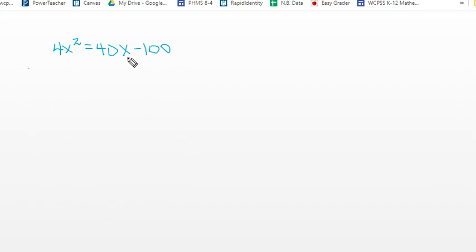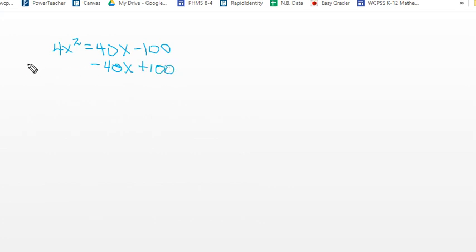But what I first notice is that I have a term with a variable to the power of 1 and a term with a variable to the power of 2. And so there's no way for me to use inverse operations to both sides to isolate that variable. So when I have equations with variables to different degrees, I'm going to have to use factoring. So in order to factor this, I need to get all of my terms on one side. So I'm going to subtract this 40x from both sides, and I'm going to add the 100 to both sides.